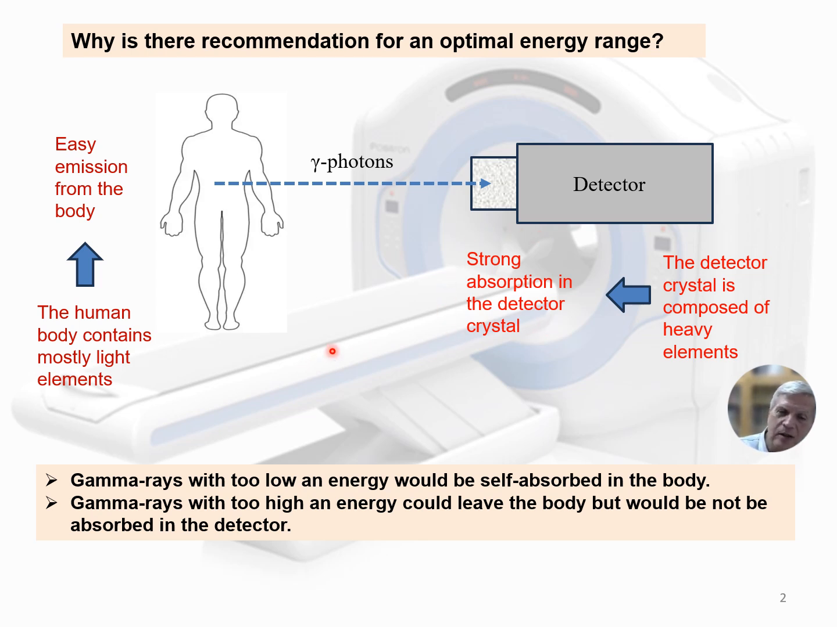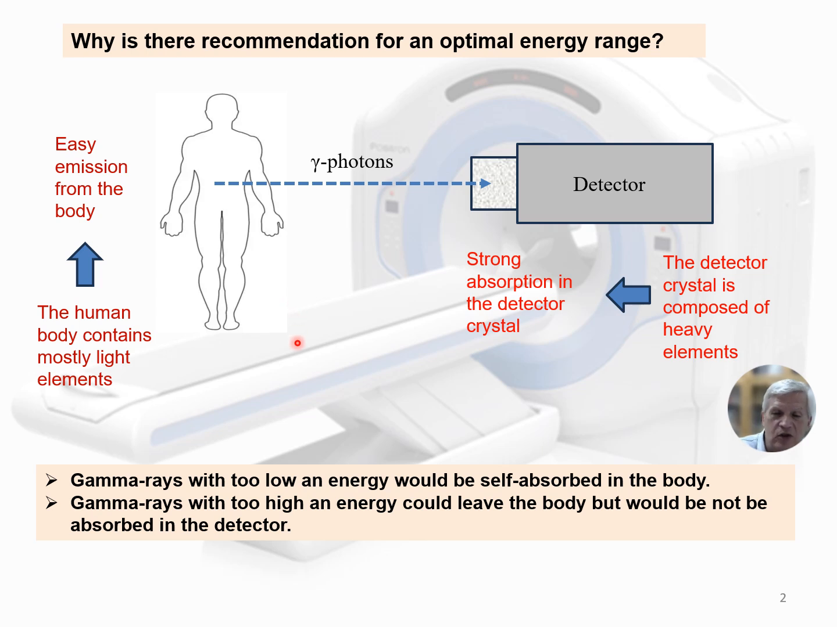So we are not interested in having too low energy gamma rays. Why? As I said, the optimal range is from 100 keV to 300 keV. If the energy is too low, there would be self-absorption already in the body. For example, if you have a 10 keV gamma radiation, it would be absorbed in 1 centimeter of water. So it would not leave your body. The doctor would not have any information coming from your body.